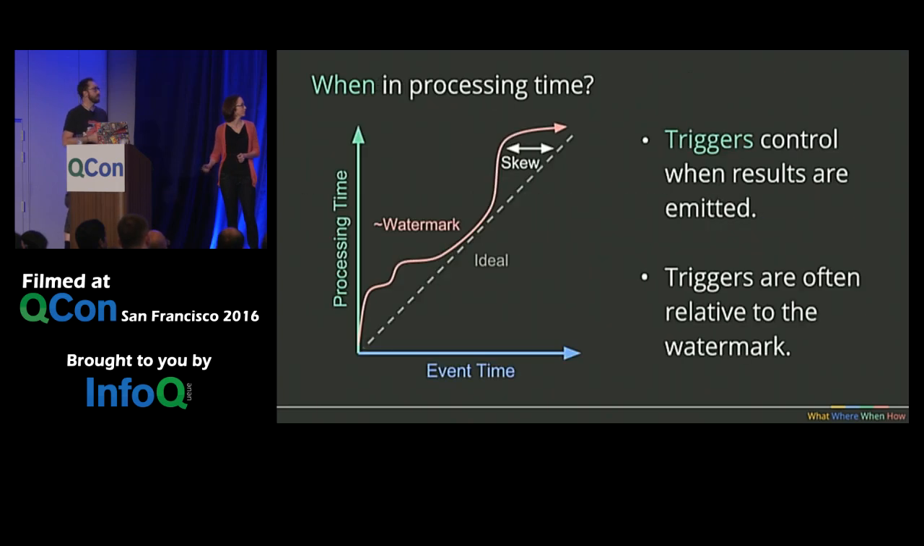So to answer this question of when in processing time, we're going to want to start using a tool called triggers. So triggers are a way for you to dictate when results within your pipeline are going to be emitted. Now, triggers are often going to be relative to the watermark, which again is the system's best guess of data completeness and event time progress.